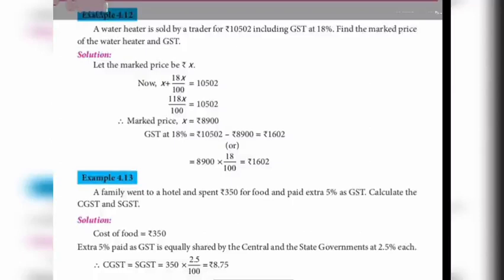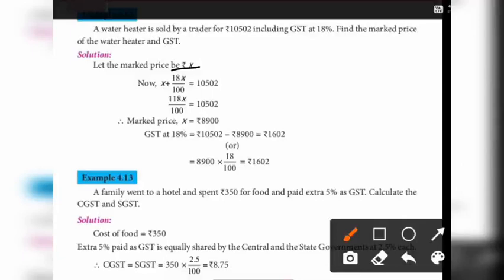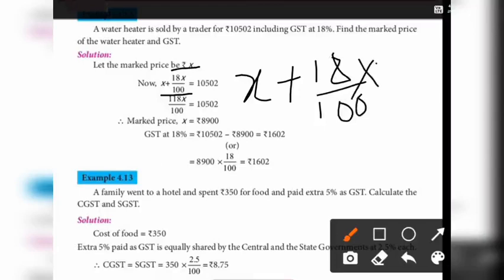Here, we don't know the mark price. Let the mark price be X. So, mark price plus GST. GST means 18%, that is 18 divided by 100 into mark price, which is equal to the sold price, that is 10,502. 100x plus 18x, 118x divided by 100, equals 10,502. So you have to find the value of x.